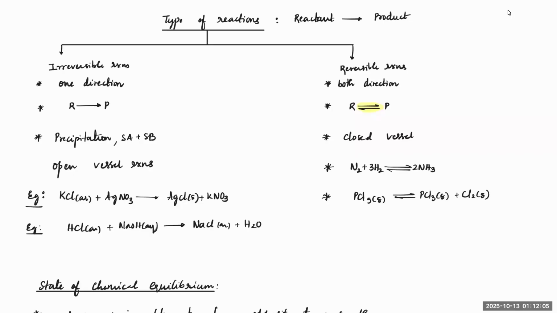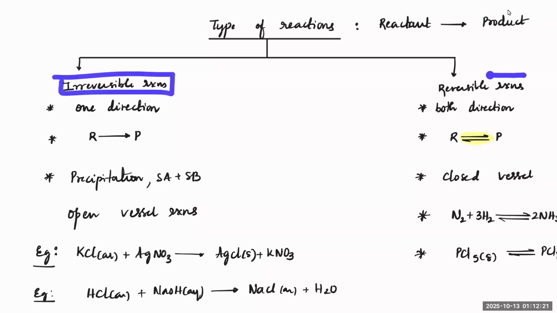Right, everybody, look into it. Chemical equilibrium is something where you will be learning various types of reactions. First of all, in broad way, reactions can be categorized into two kinds. One are irreversible reactions, the other one are reversible reactions.